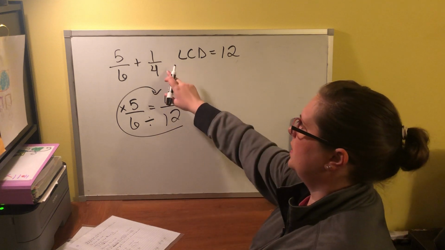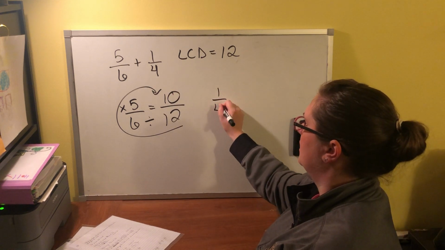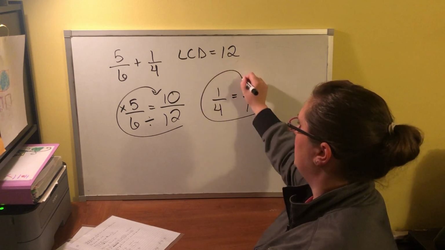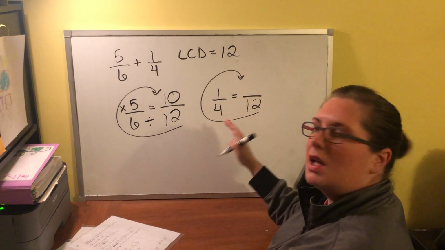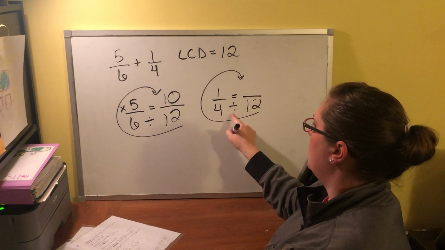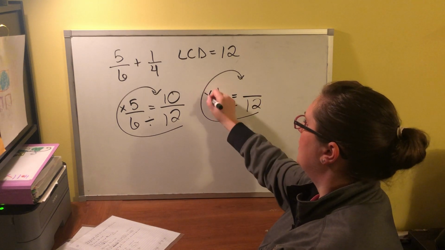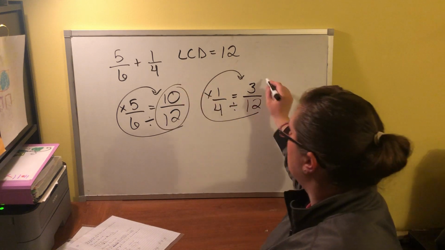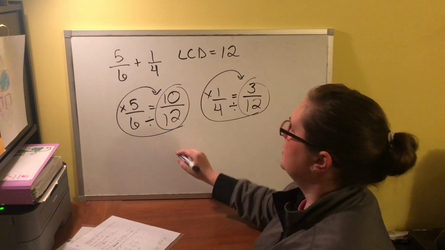Now we're going to do the same thing with 1/4. So 1/4 with the denominator of 12, we're going to do the circle method. In the left direction, we're going to divide. 12 divided by 4 is 3. 3 times 1 is 3. So we now have our two fractions that we can add together.